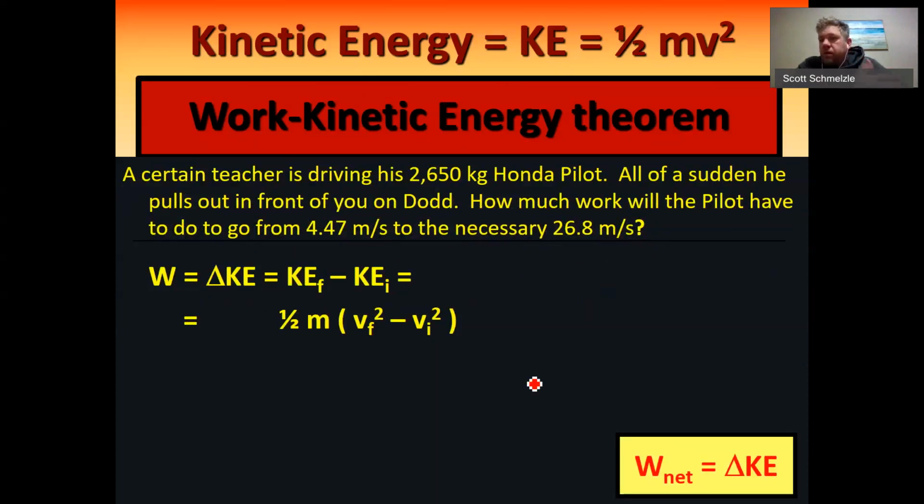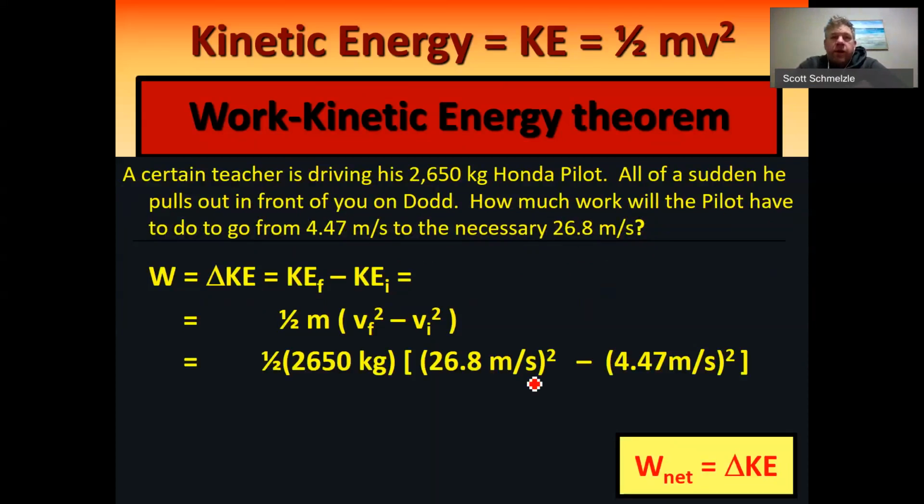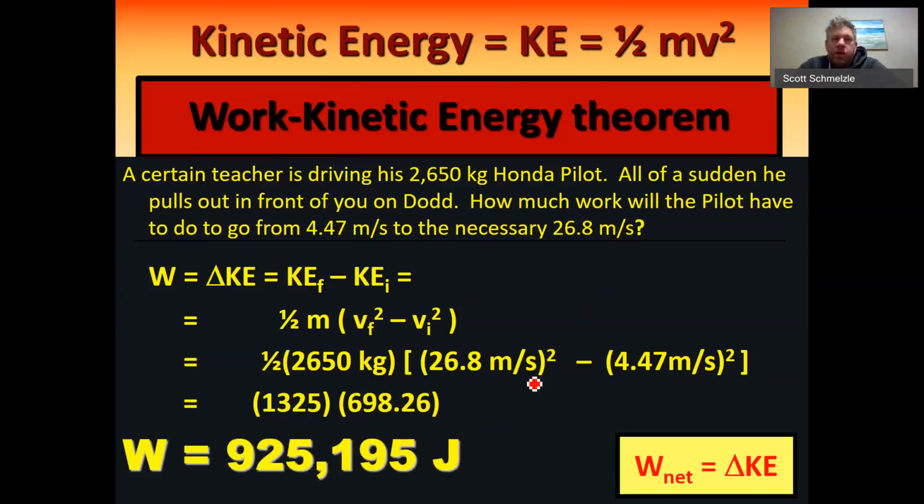The nice thing is that we already established that we have those variables. So it's going to be 1/2 times 2,650, which is our mass, and then we take our 26.8 squared and subtract off our 4.47 squared. Half of 2,650 is 1,325. 26.8 squared minus 4.47 squared is 698.3. Multiply those two together, and we see that our work here is 925,195 joules.